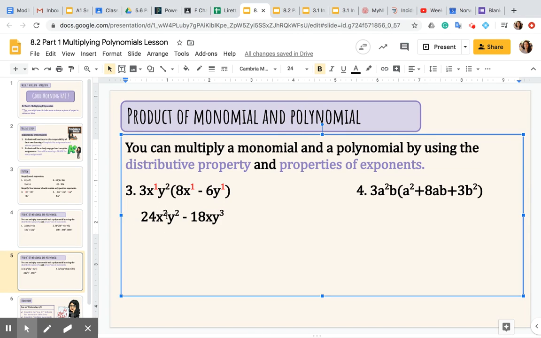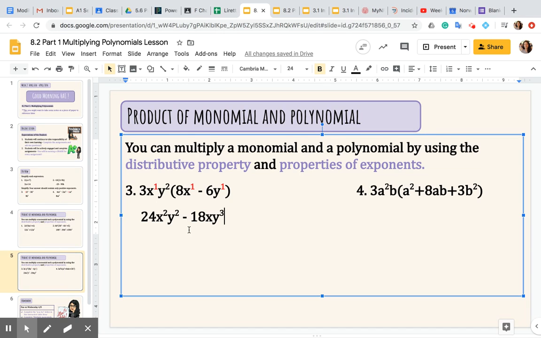I can't combine these. Yes, they both have an x and they both have a y, but the exponents on not just one of the variables, but both of them don't match. This is an x squared, this is an x. This is a y squared, this is a y cubed, okay? Don't worry too much about trying to write things in standard form when they have multiple variables.